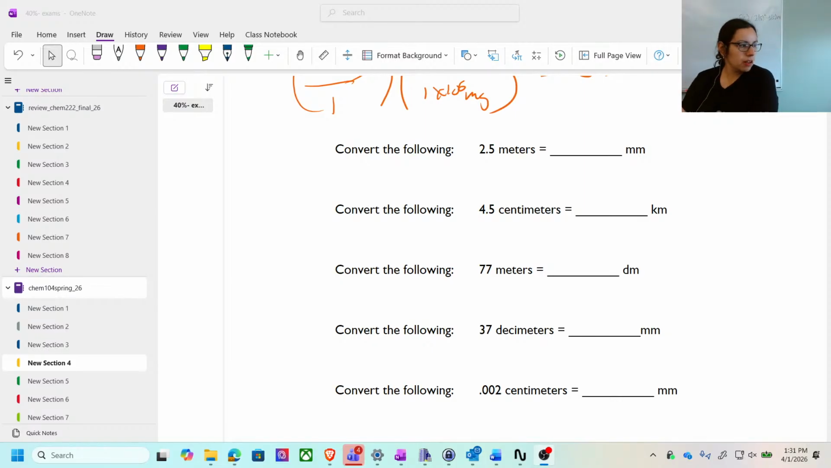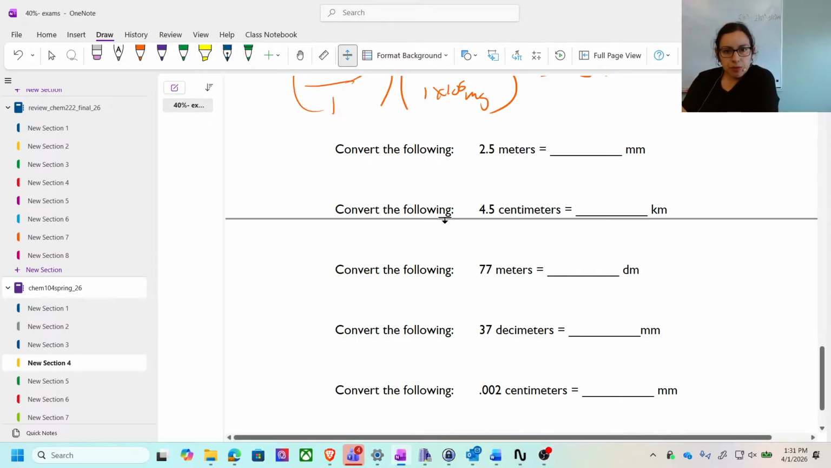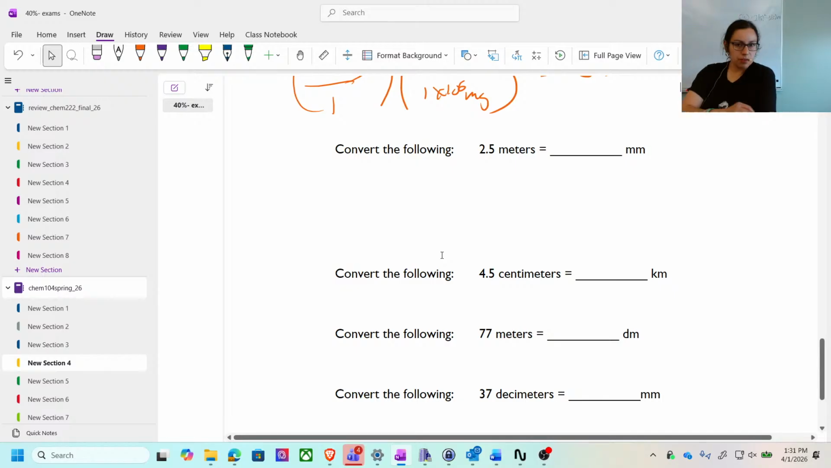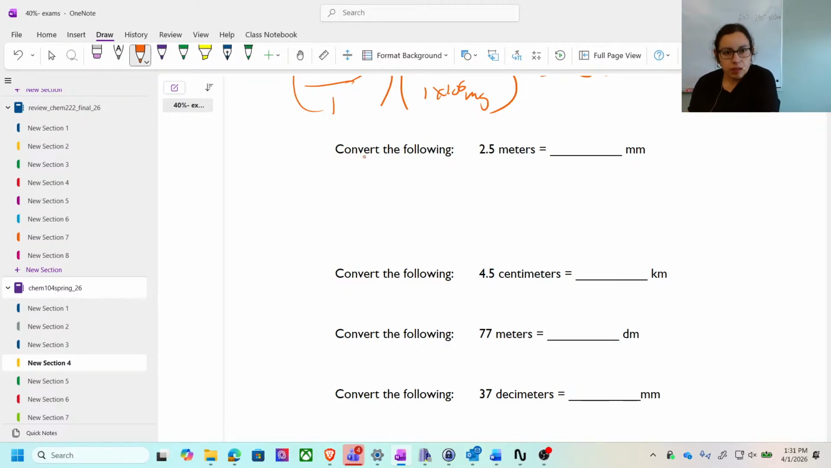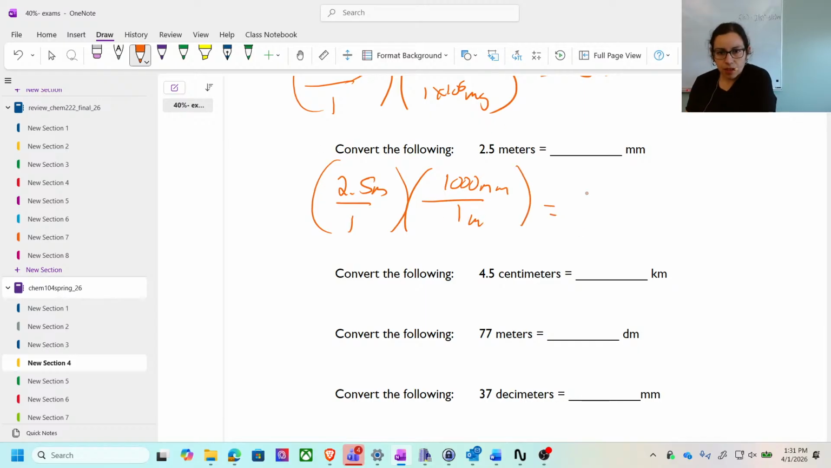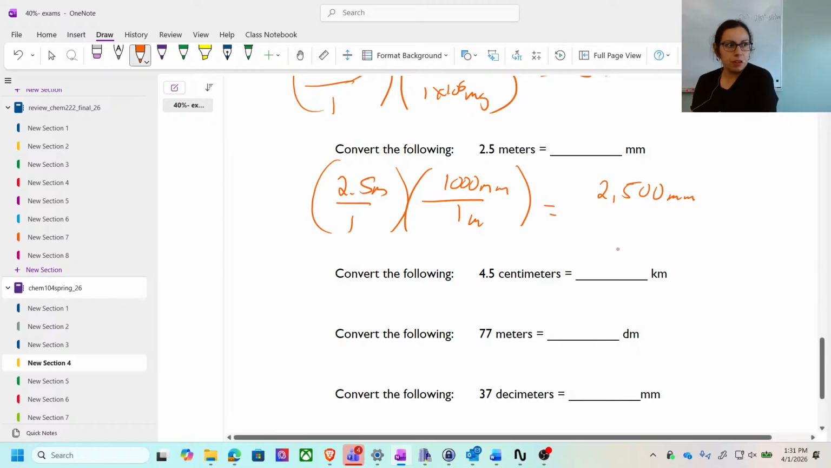All right, let's see how we're doing. So we have 2.5 meters to millimeters. There's 1,000 millimeters in 1 meter. So what do we get for our answer here? 2,500 millimeters. Excellent. Questions on that one?